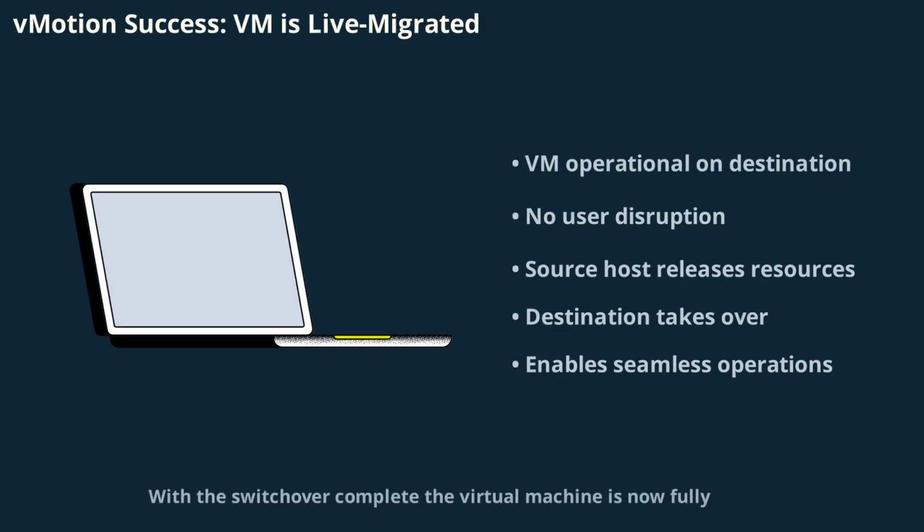With the switchover complete, the virtual machine is now fully operational on the destination ESXi host. Users and applications continue running without noticing the migration. The source host releases resources and the destination host takes over management of the VM. This seamless transition is what makes vMotion such a powerful tool for IT administrators, enabling maintenance, scaling, and disaster recovery without downtime.